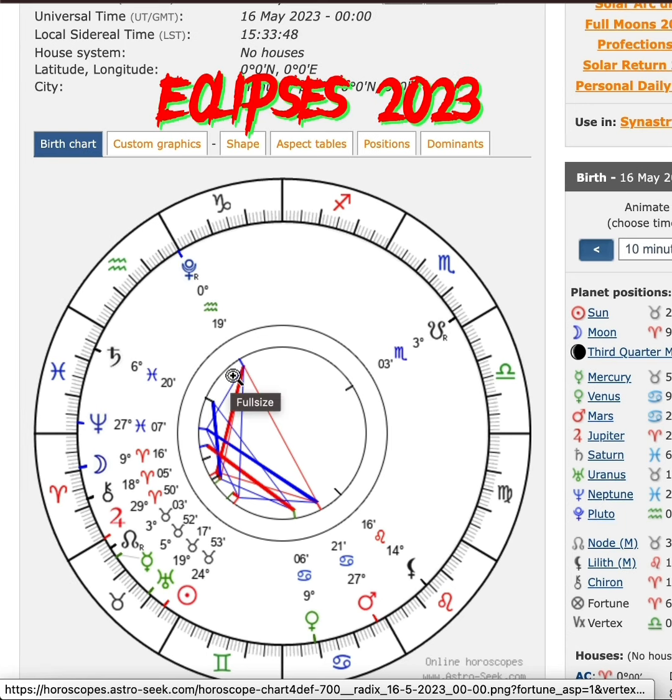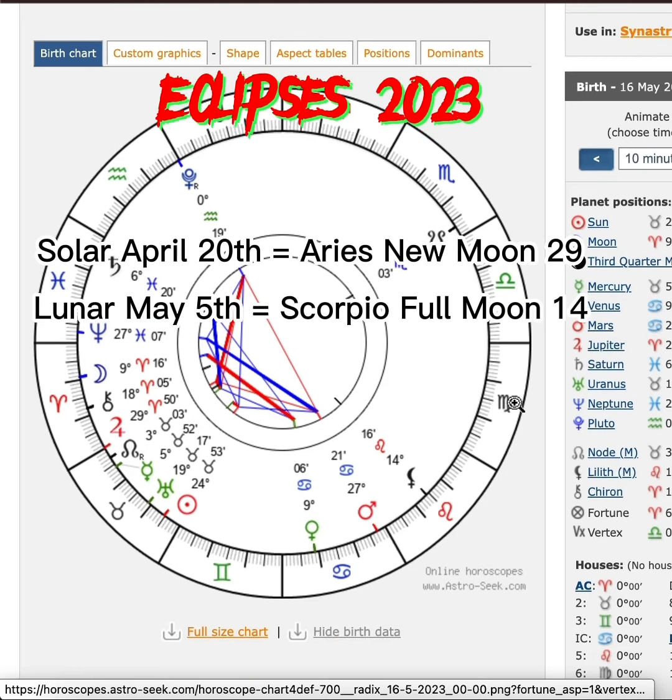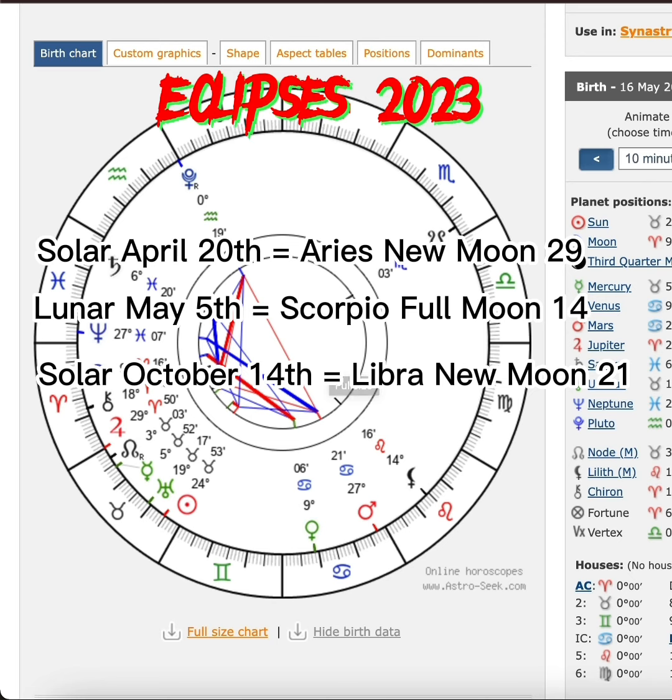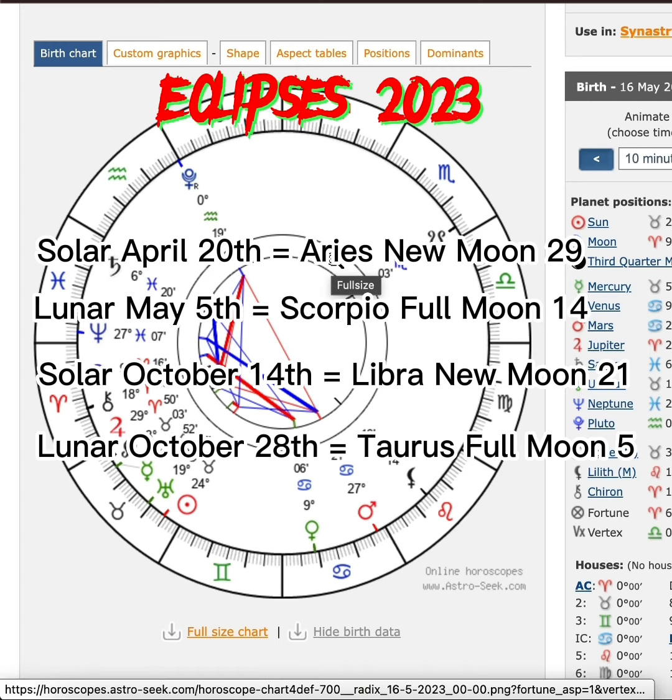Okay, up next, we're going to have the eclipses. We're going to have 4 eclipses. Write down these days. One day will be April 20th. It will be an eclipse in Aries at 29 degrees. It is a new moon, and Mars will be in Cancer then. The next one will be a full moon on May 5th, and it will be at 14 degrees Scorpio. It's a full moon, and Mars will be at 21 degrees.